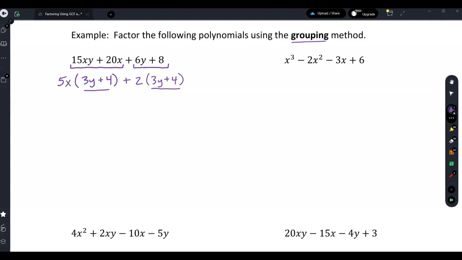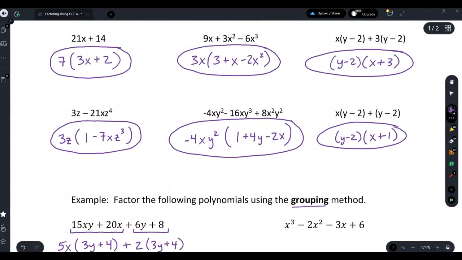If at this step you discover that your parentheses aren't the same, double check and see, did you make a small sign error or calculation error, especially if they're close to being the same. But if that doesn't work, then probably the grouping method's just not going to work on that problem. Usually if it's got 4 terms and they're asking you to factor, grouping's going to work. So you're going to have matching parentheses.